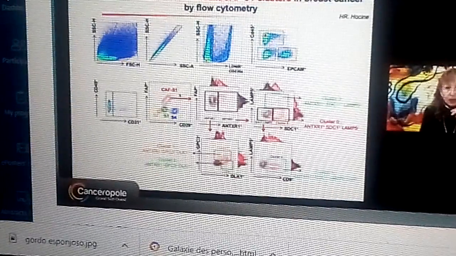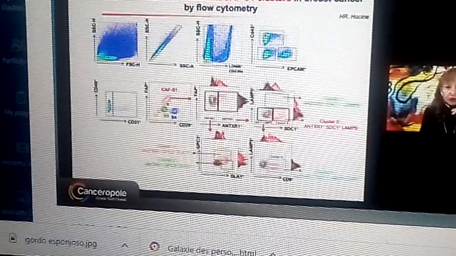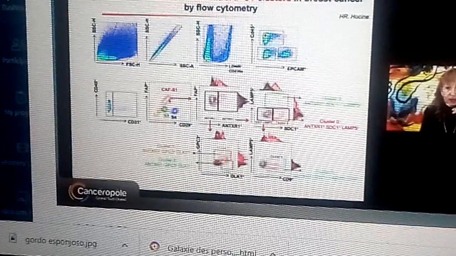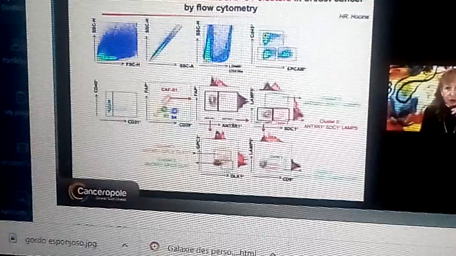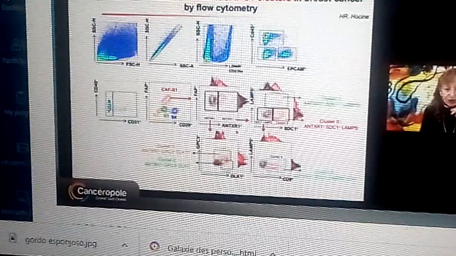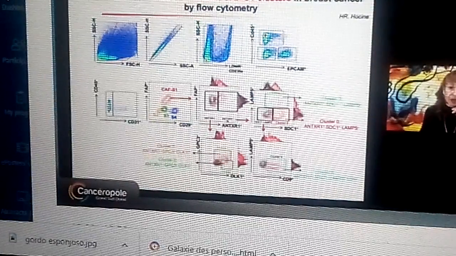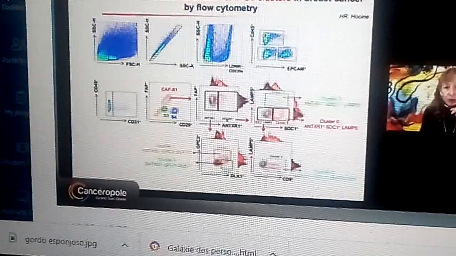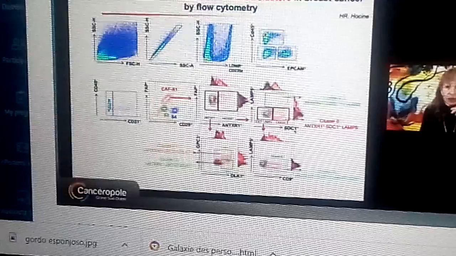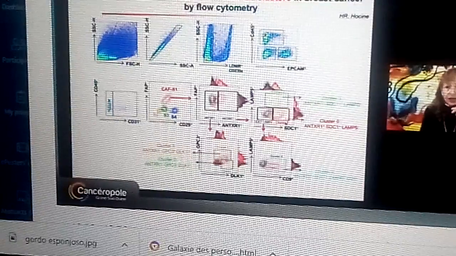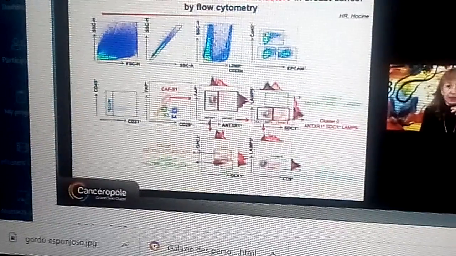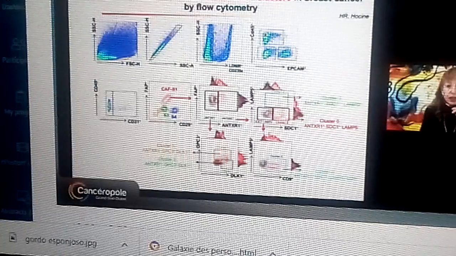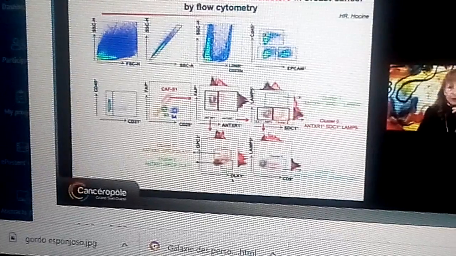By flow cytometry, we first gate on the CAF-S1 cells, FAP-positive CD29 medium. After that, we differentiate the ICAM-positive cells, which differentiate between the iCAF and the myCAF cells. Among the myCAF cells, we also differentiate with SDC1 and LAMA5, and after with CD9. And for the ICAM-negative iCAF, we differentiate the two clusters, 1 and 2, by GPC3 and DLK1.